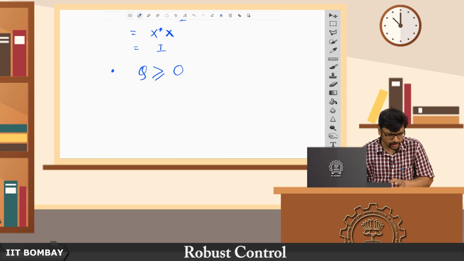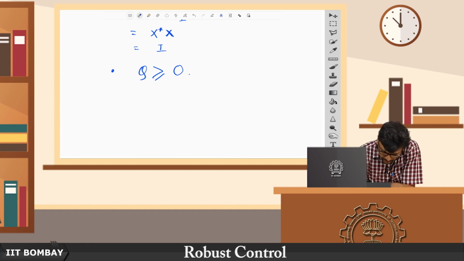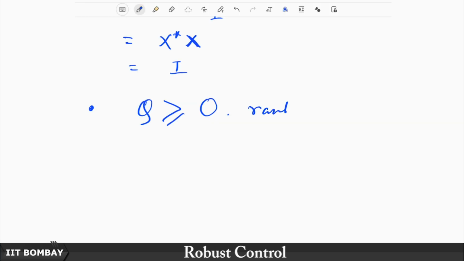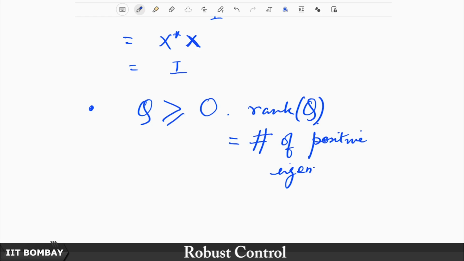Okay. All right. So now I am claiming that the rank of Q can be easily obtained. How? This is where I am going to use this idea: the rank is exactly equal to the number of positive eigenvalues of Q.